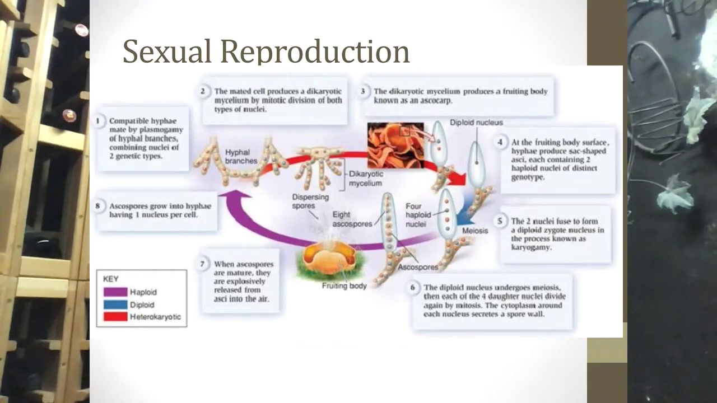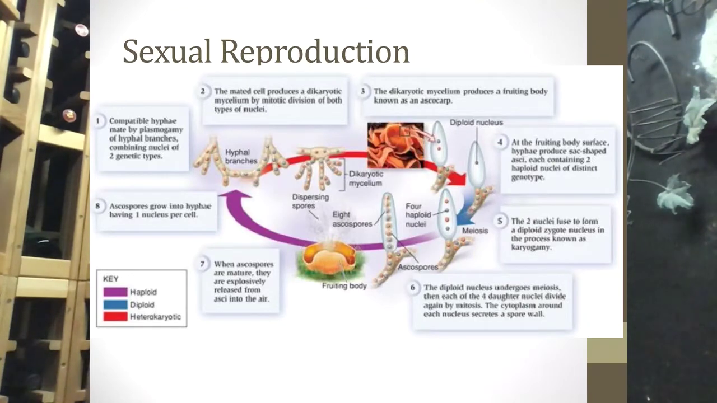Then within the sac, the haploid nuclei fuse. It was dikaryotic because it was N plus N, the two nuclei hadn't fused yet. Once they do fuse, it's a diploid zygote. You can see the arrow there is bluish. It's a very short segment. The organism is actually diploid for a very short time, because it very quickly goes into meiosis.